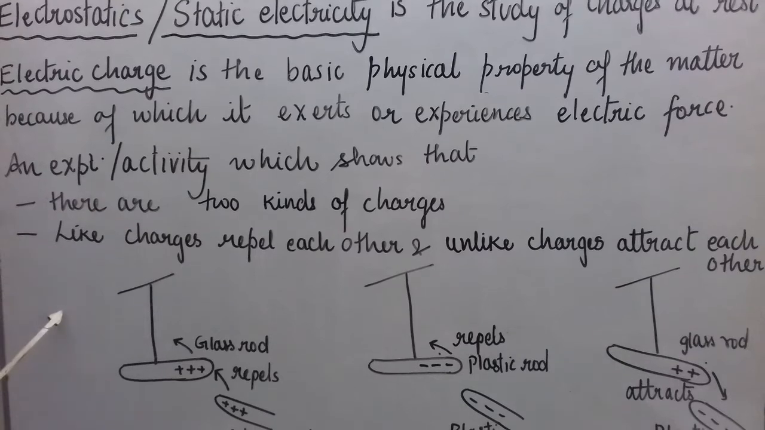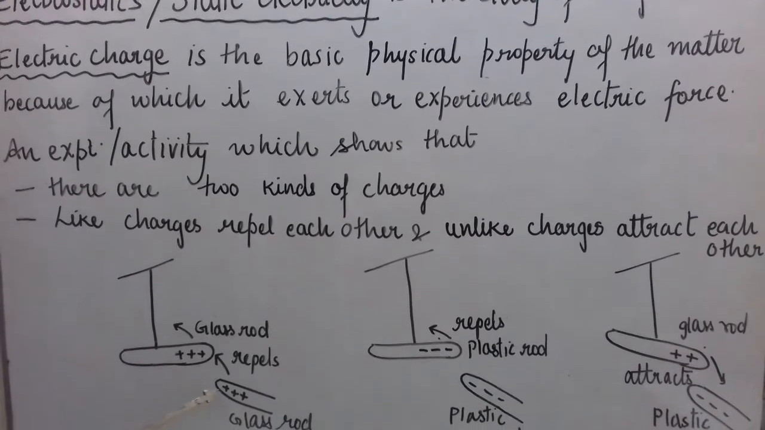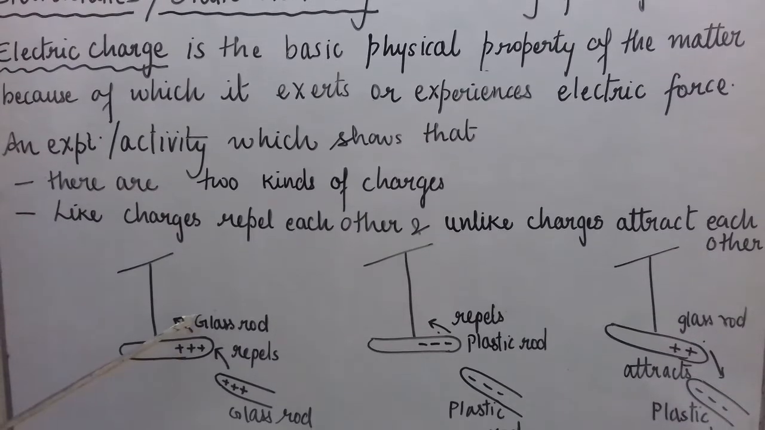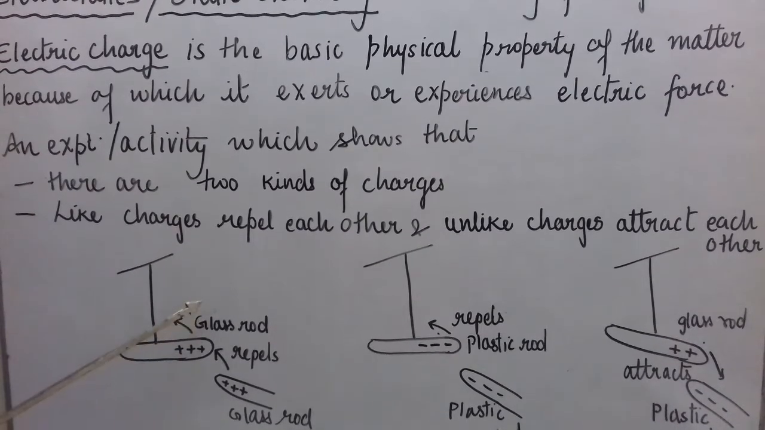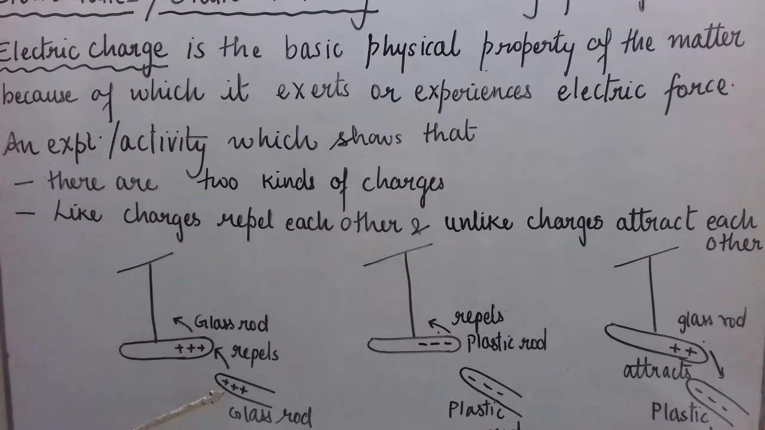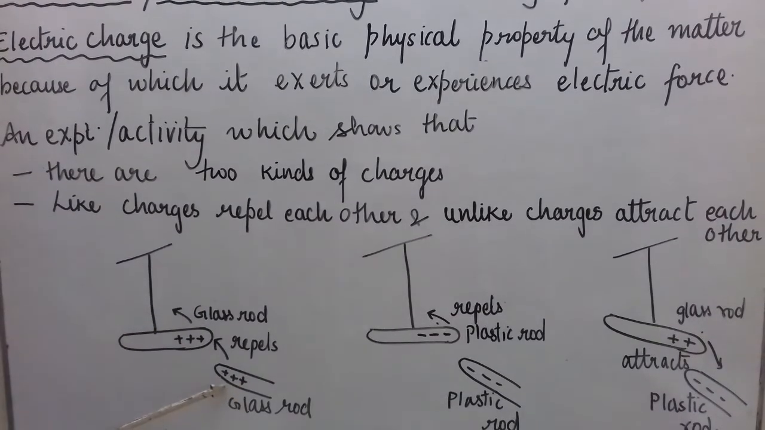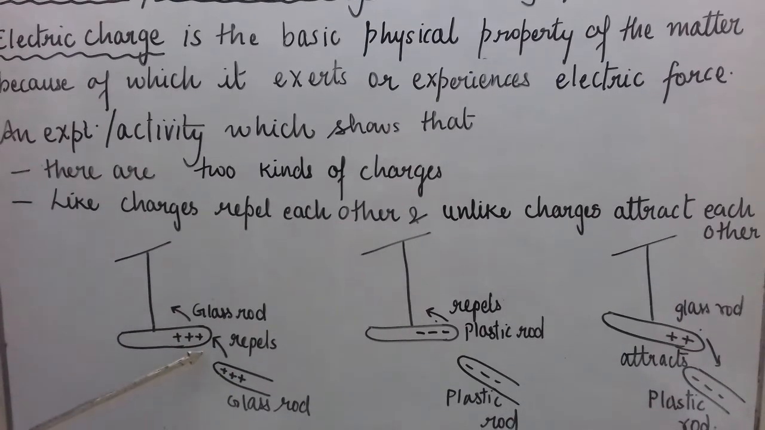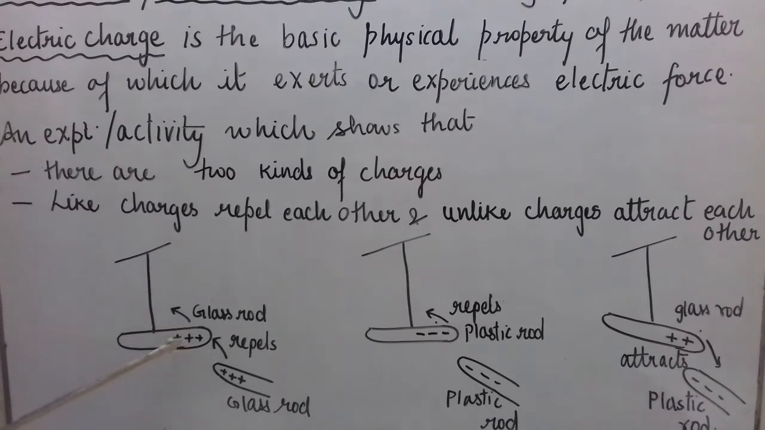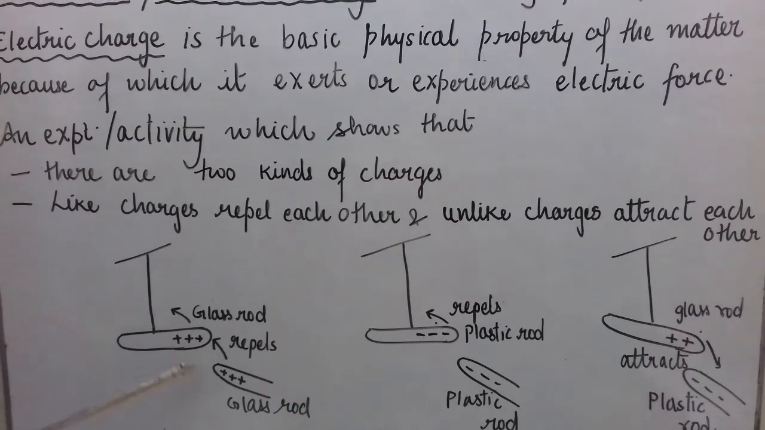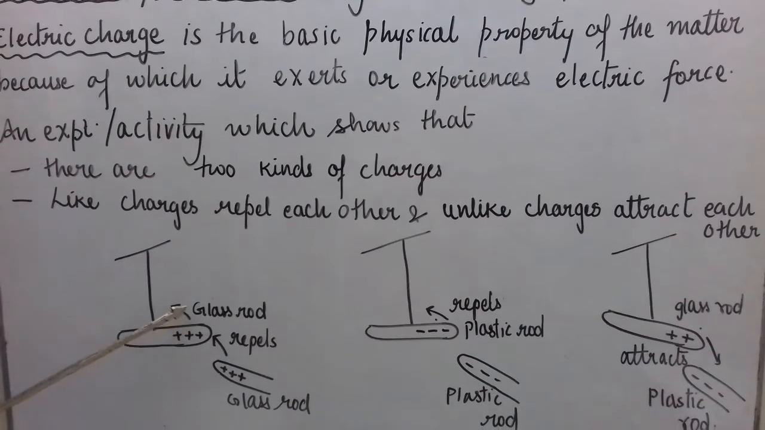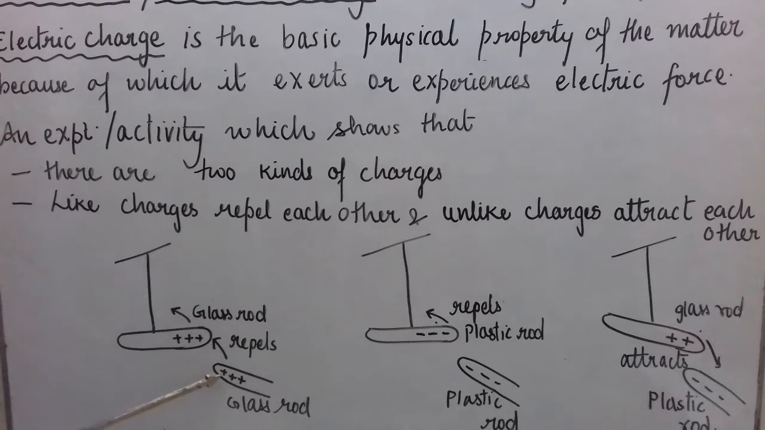In this activity, we have taken two glass rods. We have chosen silk cloth for rubbing the glass rods. This glass rod is rubbed with one silk cloth and this glass rod is rubbed with another piece of silk cloth. This one is freely hanging. When the two glass rods which are similarly rubbed with two pieces of silk cloth are brought close to each other like this, it is seen that the freely hanging glass rod gets repelled. It turns away from it.